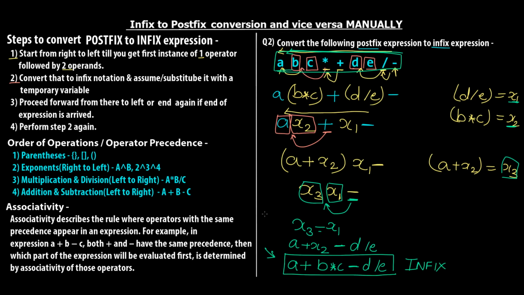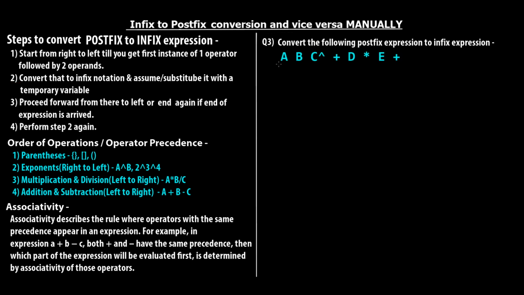So let's take one last example so that this idea is very clear. Okay, so here's another postfix expression, a b c raised to plus d star e plus, and you have to convert it to infix. So we'll start from right to left. We'll see plus, is it followed by two operands? No, we have e, but we have one more operator over here. So we'll go ahead. We'll see this star, is it followed by two operands? We have d, but we have one more plus over here. So no, even this is not resolved. Then we see plus has one more operator over here, that is raised to. So this is also not resolved.